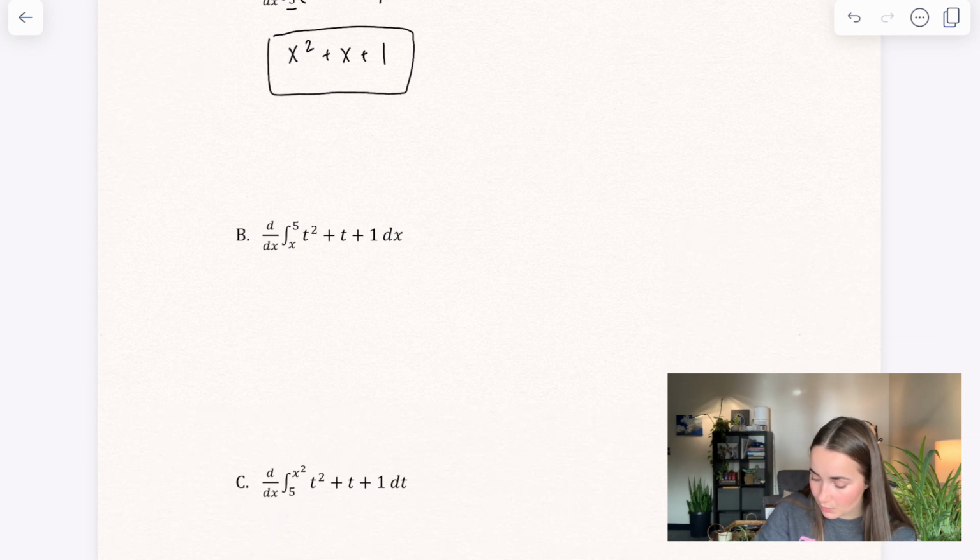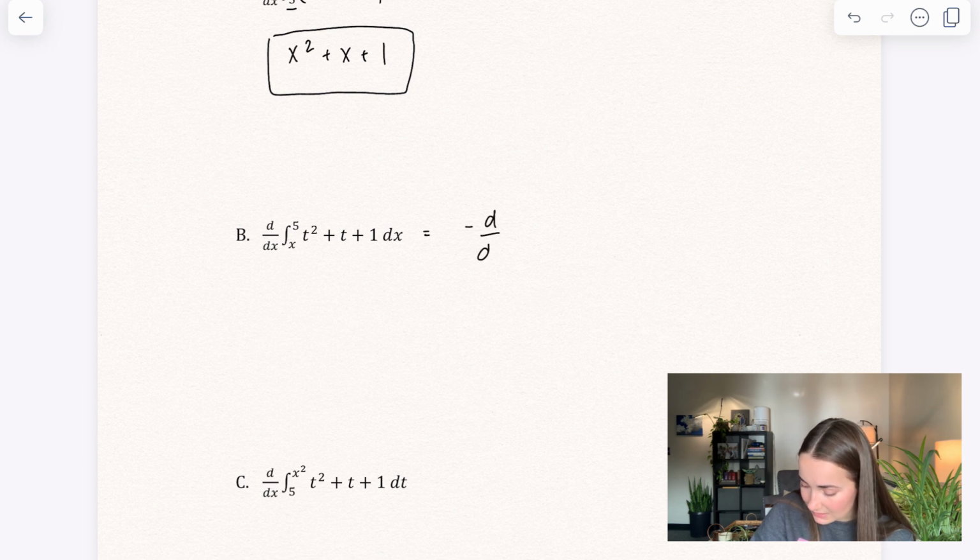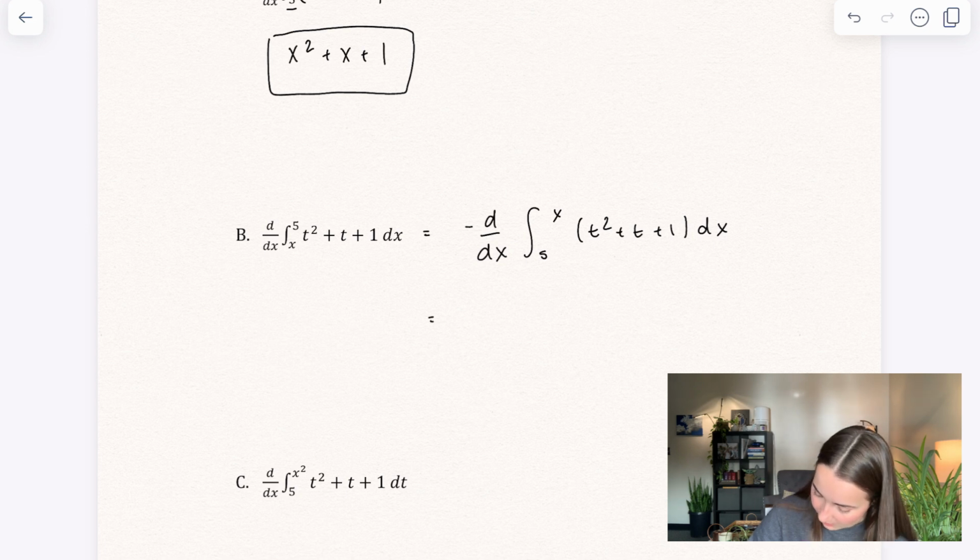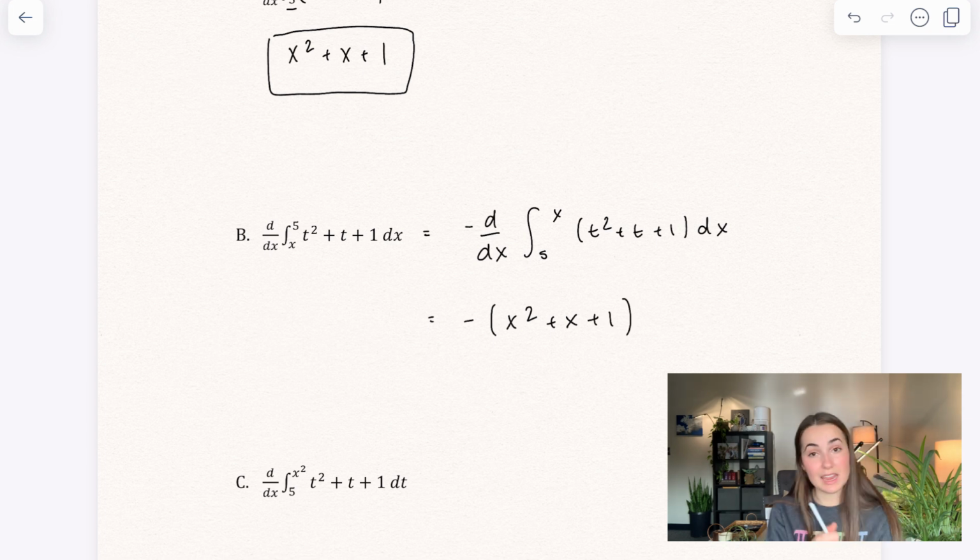Now, what happens when we're integrating from x to 5 is we want to go ahead and negate it because we want that x to be on top. So we get negative the integral from 5 to x of t squared plus t plus 1. And now we can go ahead and plug that into the rule. So that negative hangs out and we get x squared plus x plus 1. So be really careful on stuff like that. That x needs to be on top.